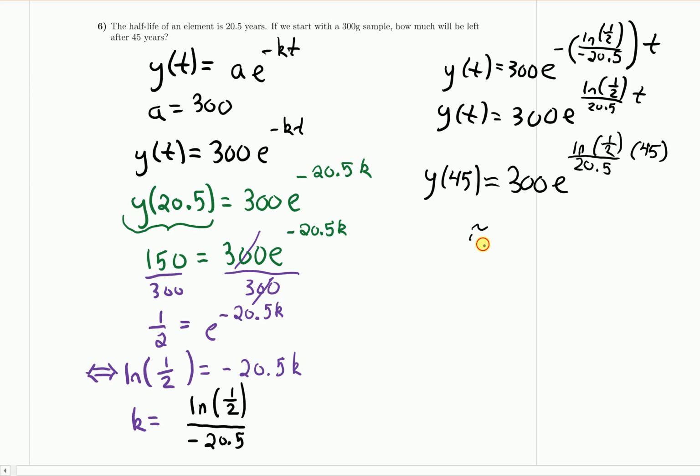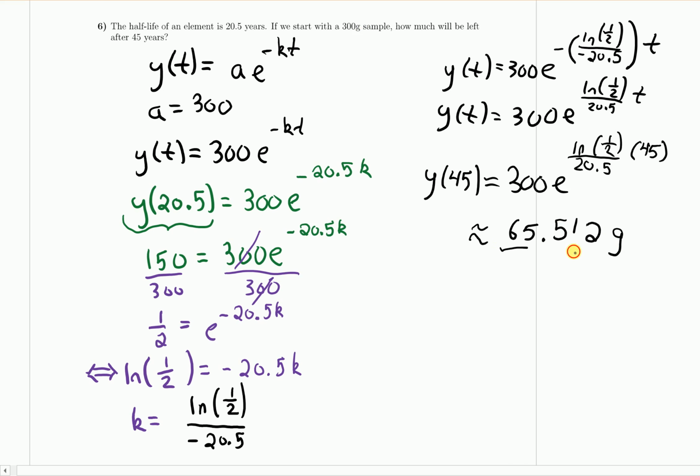If we do that, we get that this is approximately 65, and I'm going to round it to 3 decimal places. That gives me 65.512, and the units that we had were grams. So that's our answer here.